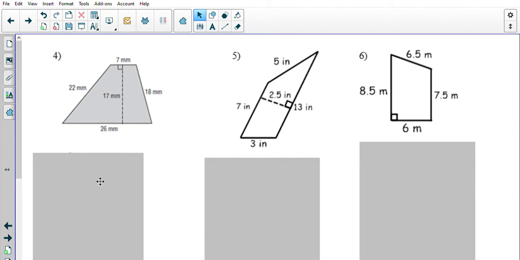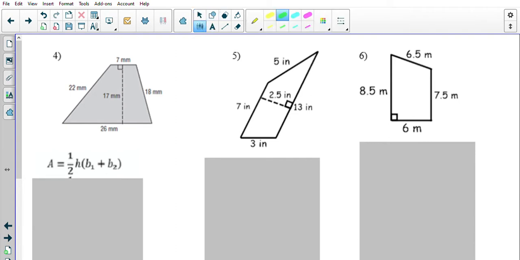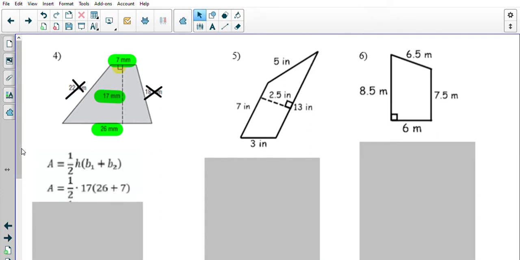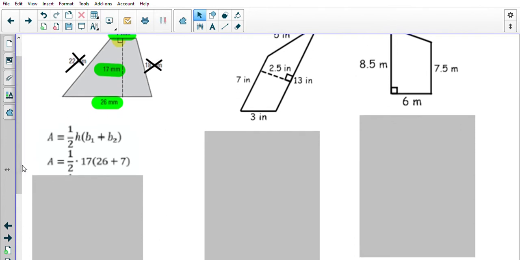All right, like I said, this is a trapezoid, so we're going to use this formula. And again, that's really blurry, so my apologies. Remember, the base and height are going to intersect at a 90-degree angle, so that's going to be this right here. My height is 17, and my bases are 7 and 26. They're the parallel sides. I'm going to stress that many times. I'm going to cross off my non-parallel sides because I do not need those. I'm going to replace h with 17. I'm going to replace b sub 1 and b sub 2 with 26 and 7.